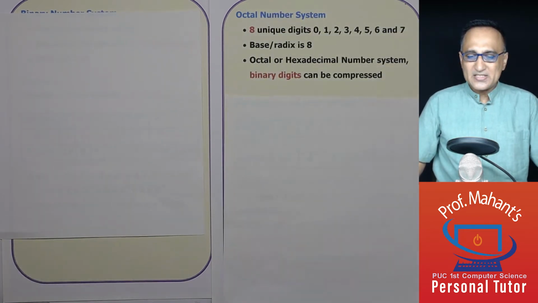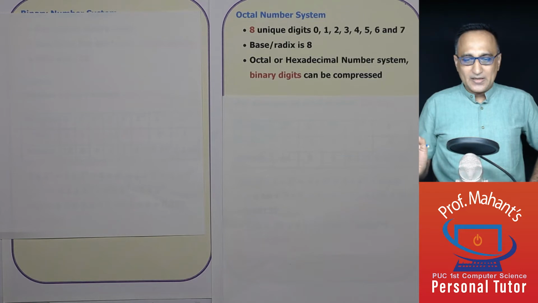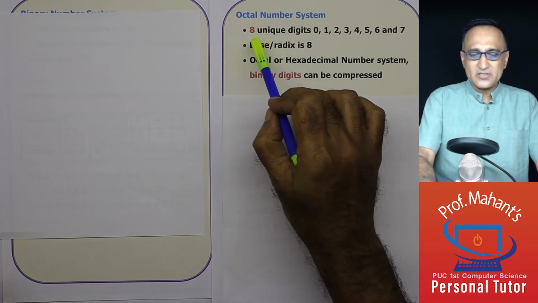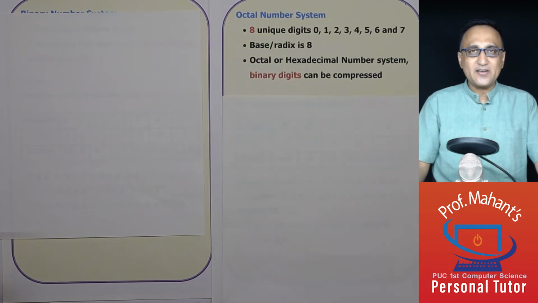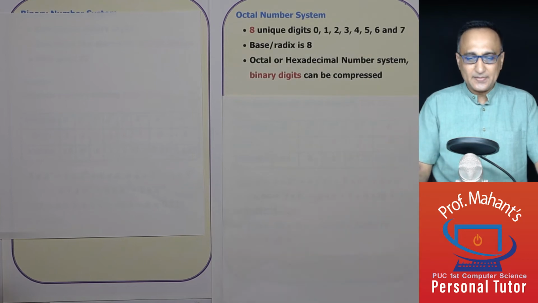Now let's try to understand a little bit about the next important number system, which is going to be used very frequently in the computers you're going to study. The octal number system gets its name because it has 8 unique digits starting from 0 to 7. There is no 8 in an octal number system. There is only 7. Hence, the base or the radix is 8.